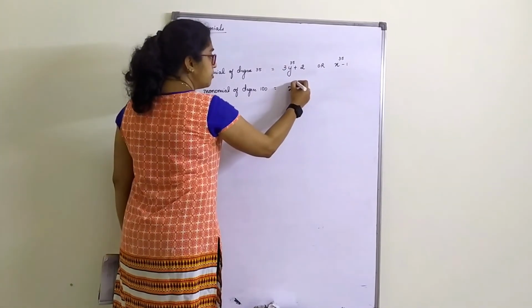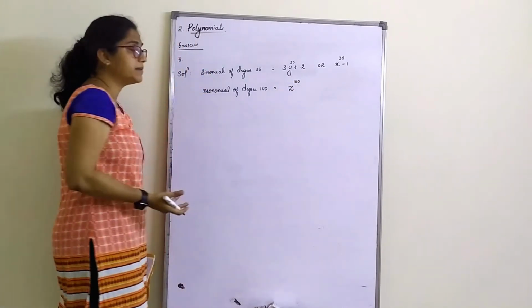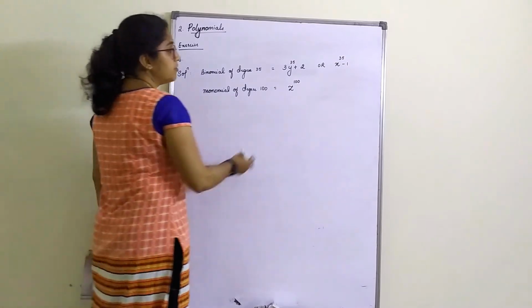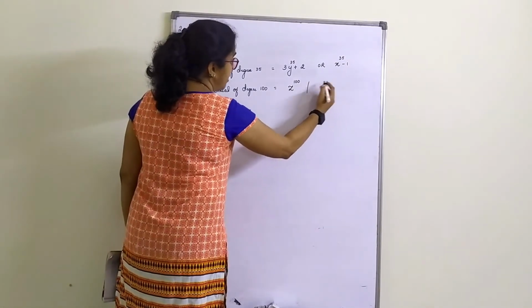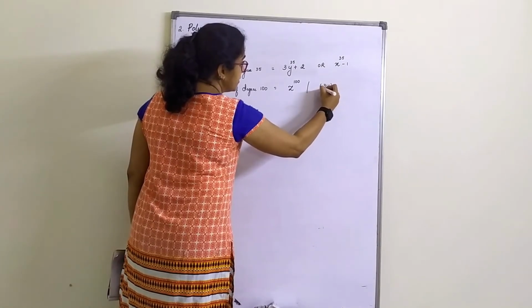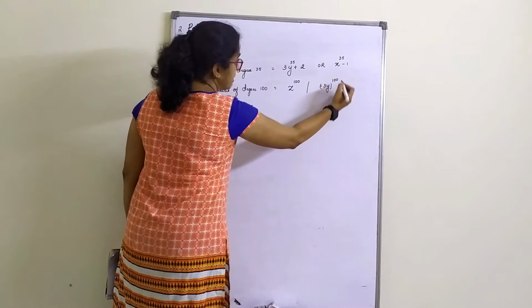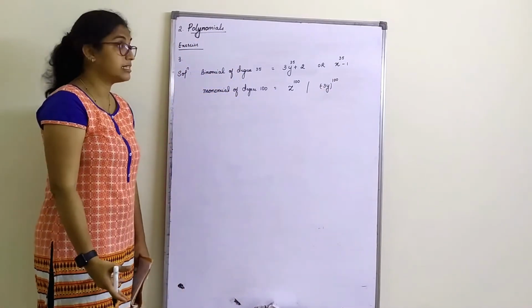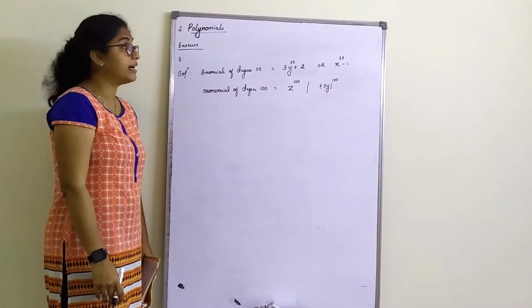The degree of that monomial should be 100. This is my answer. Or if I have to write minus 3y raised to 100, can this be the answer? Yes, this also can be the answer.